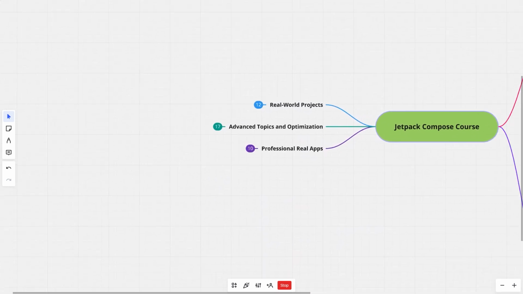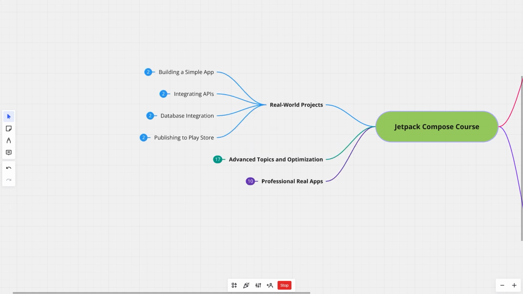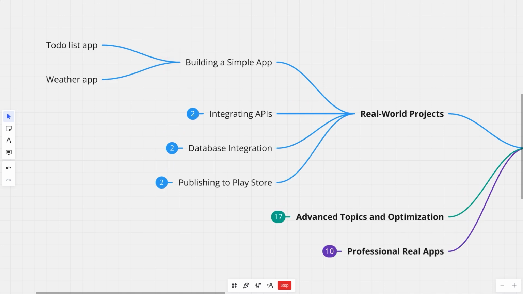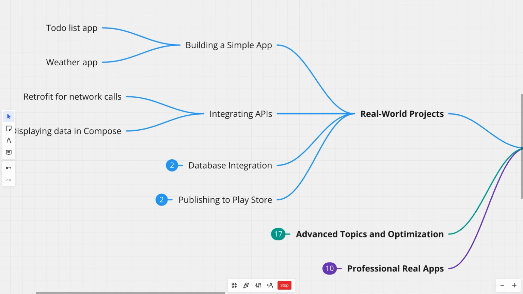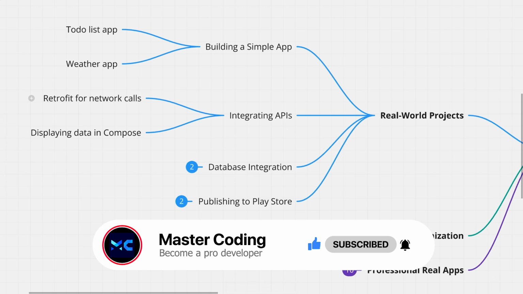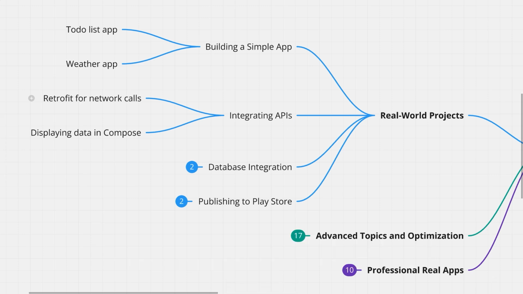Moreover, we're going to learn about real-world projects. So we're going to build these amazing real-world projects: a simple app, a to-do list application, and a weather application. We're going to learn many topics in these applications. Also, we're going to learn how to integrate APIs, for example, Retrofit for network calls, and displaying data in Compose. These are very important and interesting topics, like receiving data from APIs and fetching JSON responses, like modeling, serializing, and deserializing of JSON objects. These are very important topics we're going to learn in these applications.